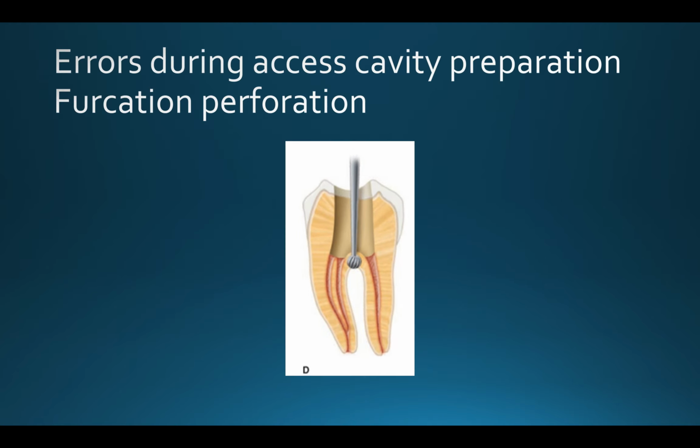In this case, the burr has been introduced to the pulp chamber, and the dentist continued drilling in the floor of the pulp chamber, causing damage and furcation perforation. And also in this case, sometimes it can be difficult to amend, and the tooth will be planned for extraction.